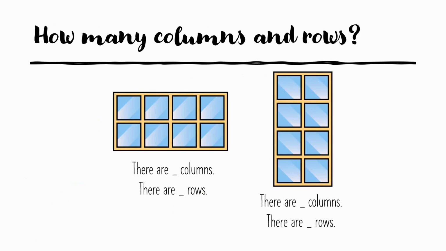Next slide, please. Okay, so how many columns and rows are there? So I've got two pictures of windows. Let's count how many columns are on each picture. So remind me, what is a column? That's right, it goes up, down, up, down, up, down. Okay, so let's start with this picture here. One column, two. How many columns are in this picture? There's four columns in this picture.